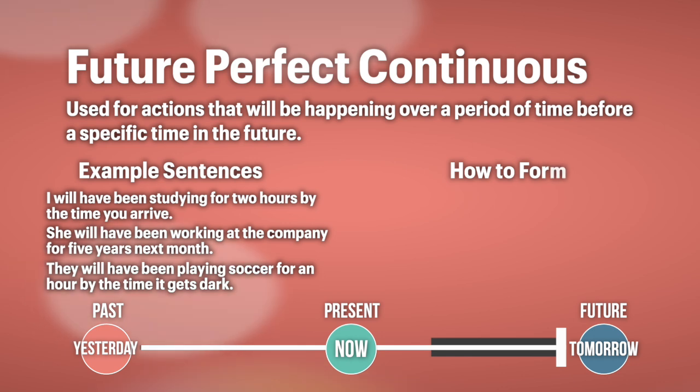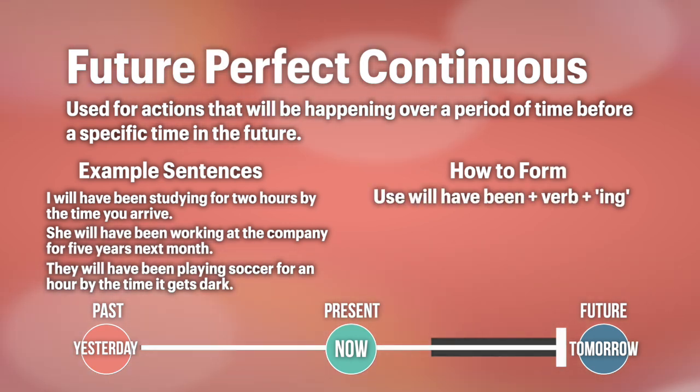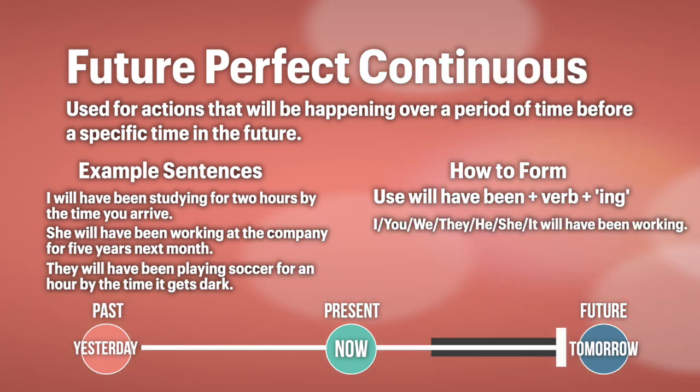How to form the future perfect continuous. Use will have been plus verb plus ing. I will have been working.